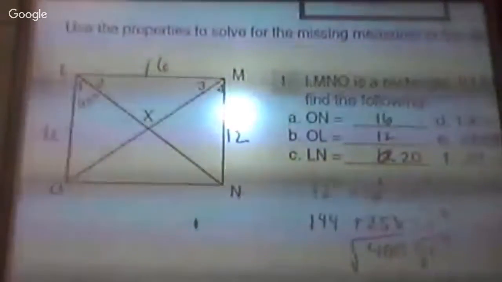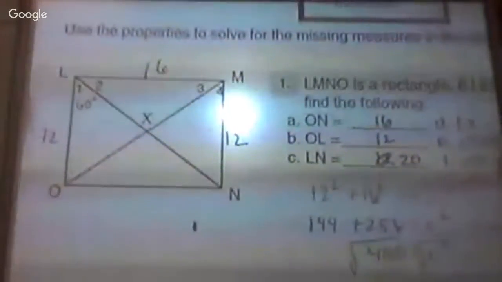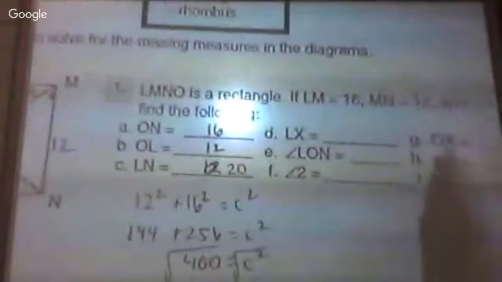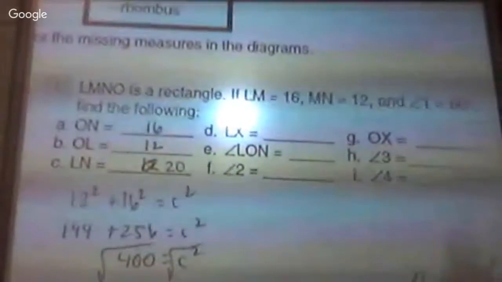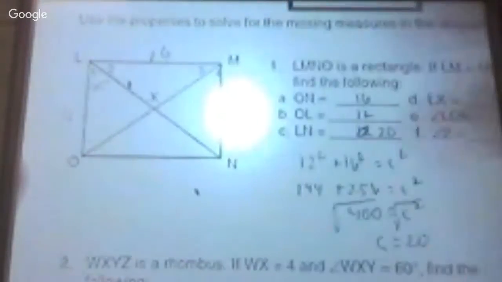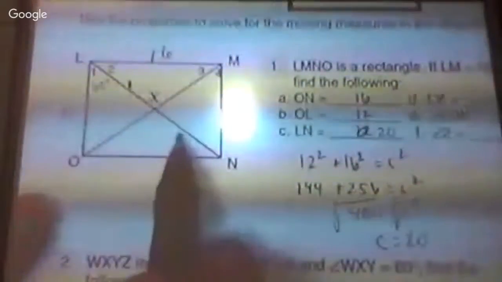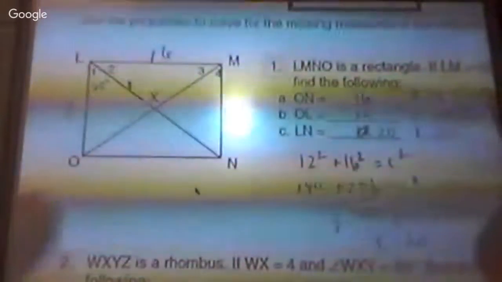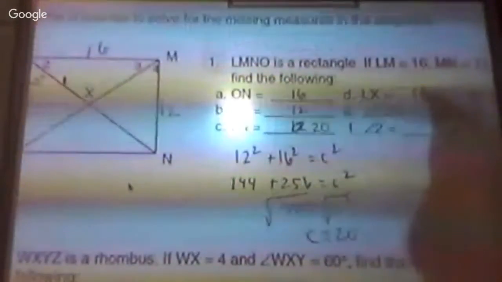To find the rest of these answers, remember we have lengths of the sides, 16, 12, and angle 1 is 60. So we're going to find the following, LX. So LX is here. We found that the whole thing yesterday was 20. So in a rectangle situation, the diagonal is cut directly in half. So LX is 10.